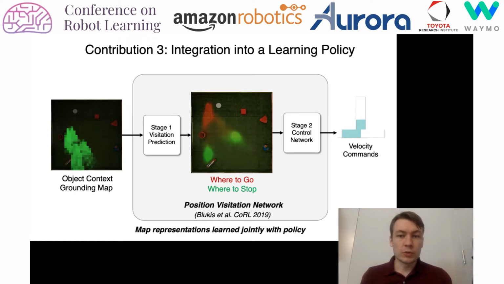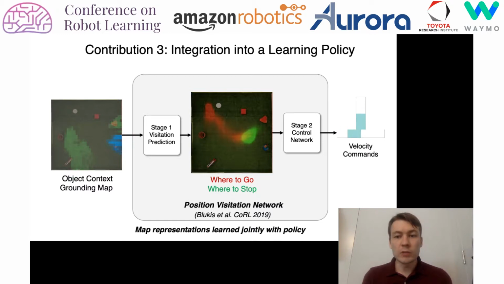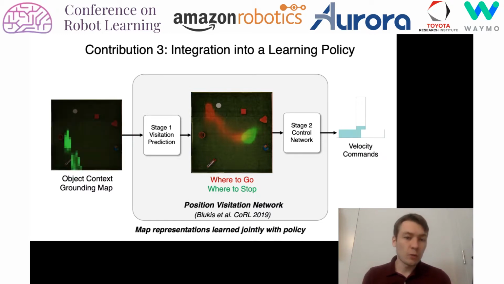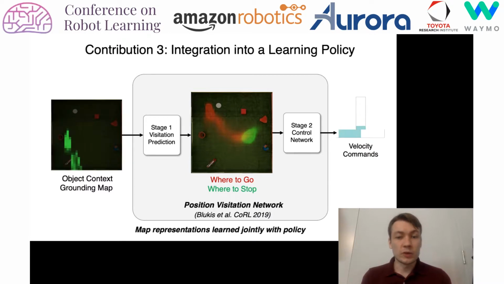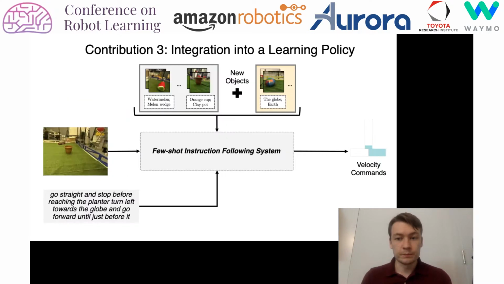Specifically, we use the position visitation network that predicts probability distributions over the environment, indicating where the agent should go, which is shown here in red, and where it should eventually stop, shown here in green. It uses these distributions to predict velocity commands. We train the map representations jointly with the policy in order to learn the optimal representations for the task.